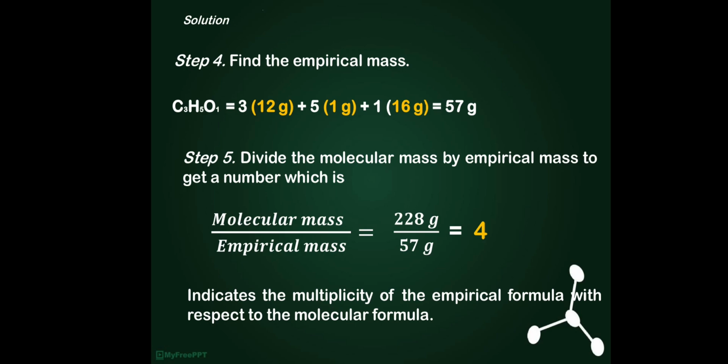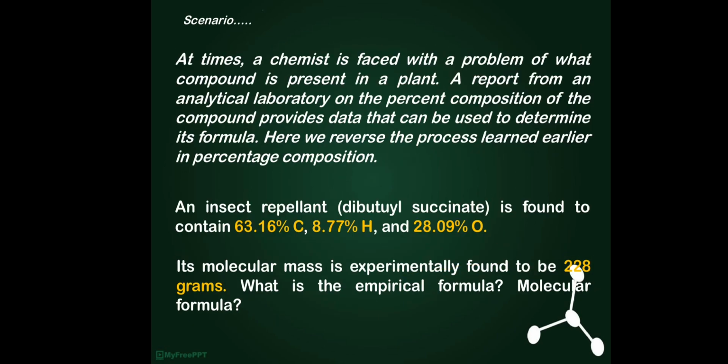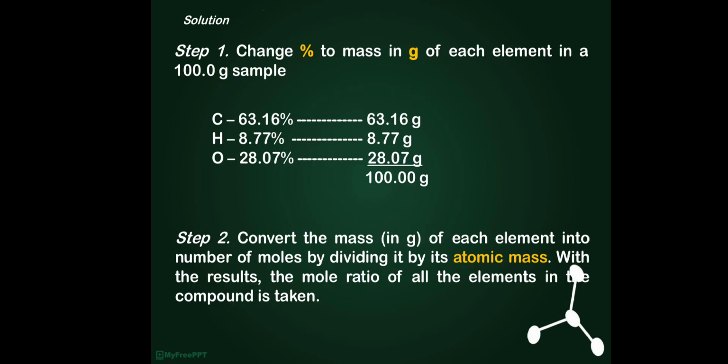So for step 5, divide the molecular mass by empirical mass to get the number, which is molecular. The formula will be molecular mass over empirical mass. Why? Because there is this step. Kasi there is this question na its molecular mass is experimentally found. There is a given molecular mass here, 228 grams. What is the empirical formula and molecular mass? Not only the empirical formula is being asked, but also the molecular mass.